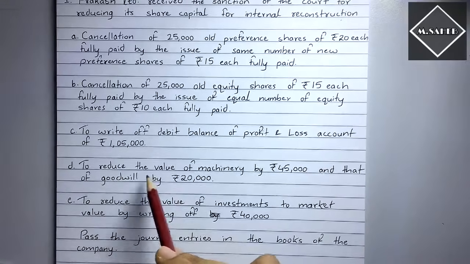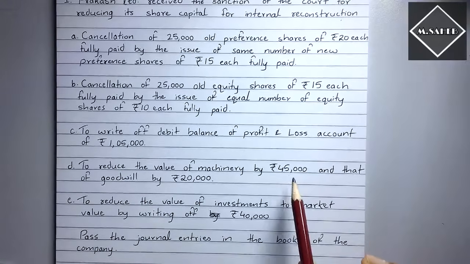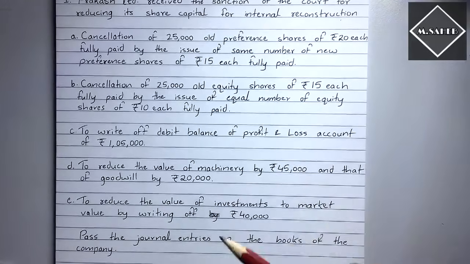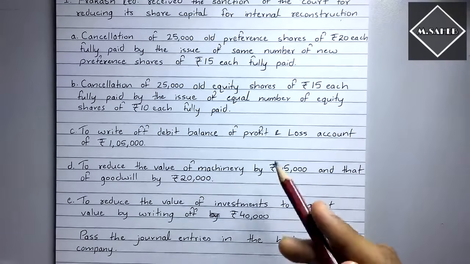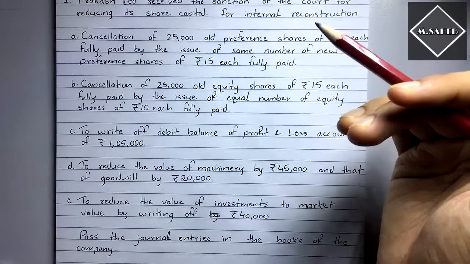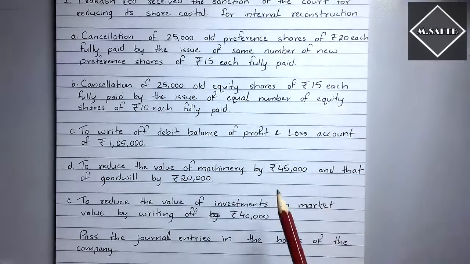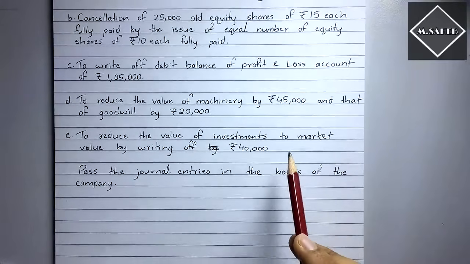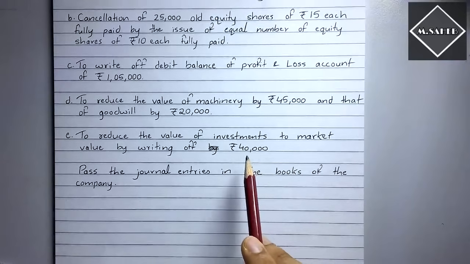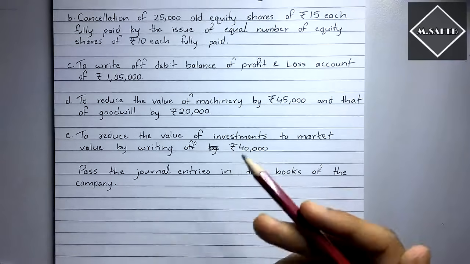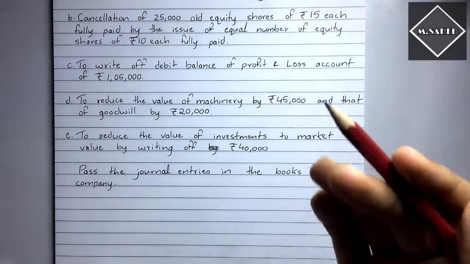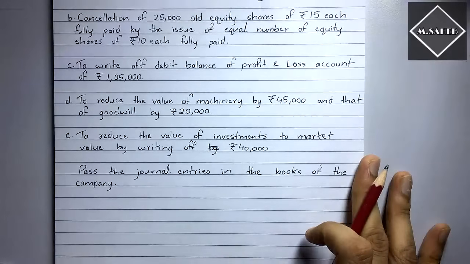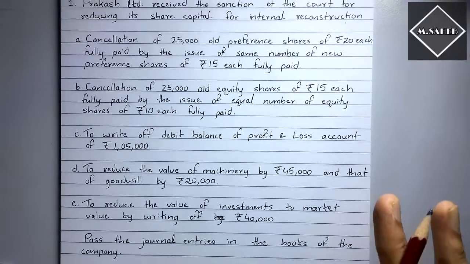Then we have to reduce the value of machinery by 45,000 and that of goodwill by rupees 20,000. Machinery is also an asset and goodwill is also an asset. So to reduce them you have to credit them, okay? If you want to reduce an asset you have to credit the asset. So we will credit both of them. And then we have to reduce the value of investment to market value by writing off 40,000. Again they are saying to reduce the value of investment, to reduce the asset. Investment is an asset. To reduce the asset we have to credit it, okay? Simple. Alright, these are very simple entries. We will see them now.